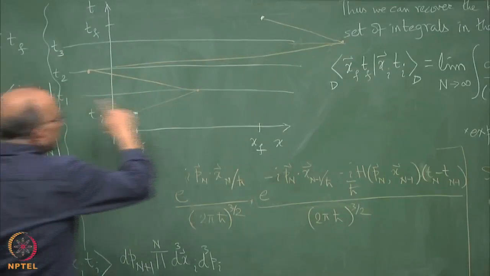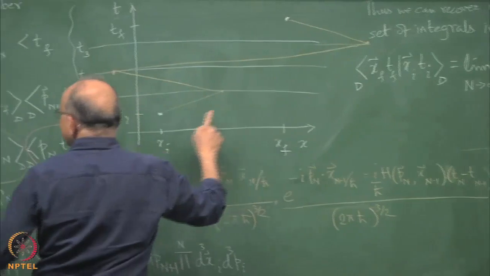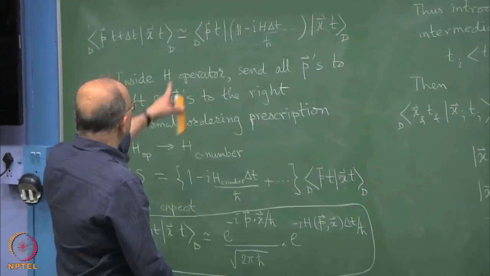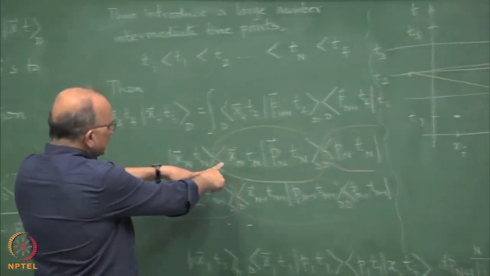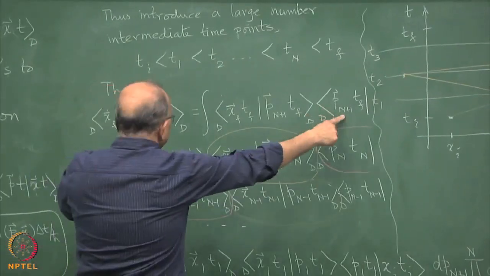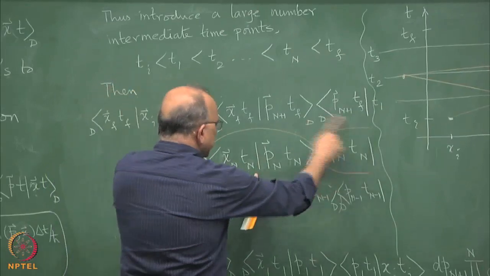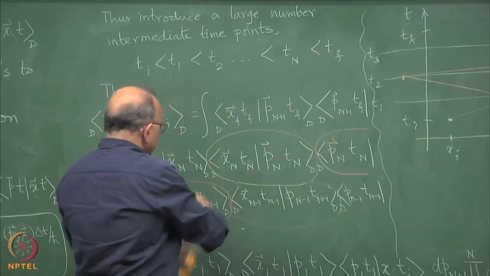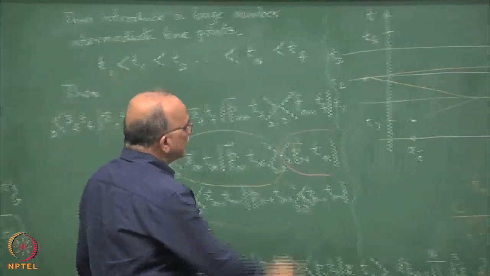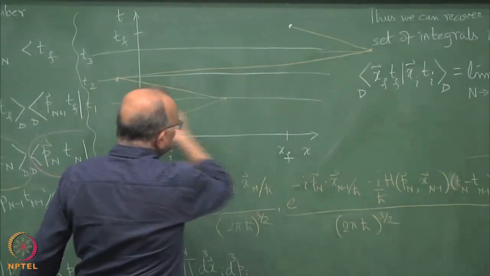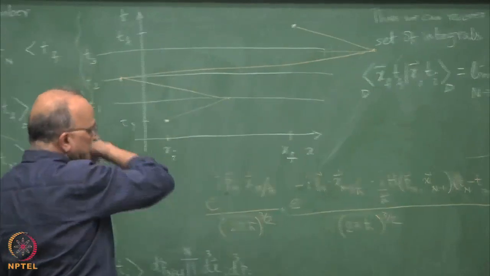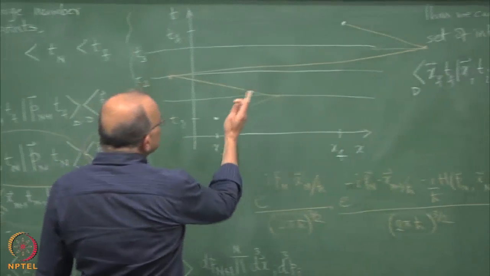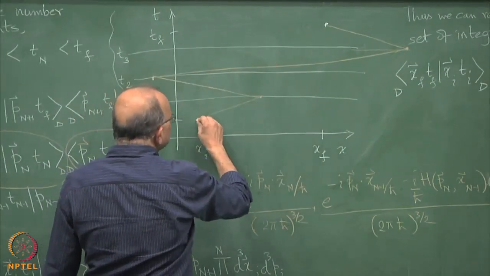But I have to integrate over this entire thing, because that's what this complete set of states means, right, where we introduced it, this p and tn. So we have to integrate over the entire spectrum of eigenvalues of x at every instant of time, which is what Feynman called sum over paths.